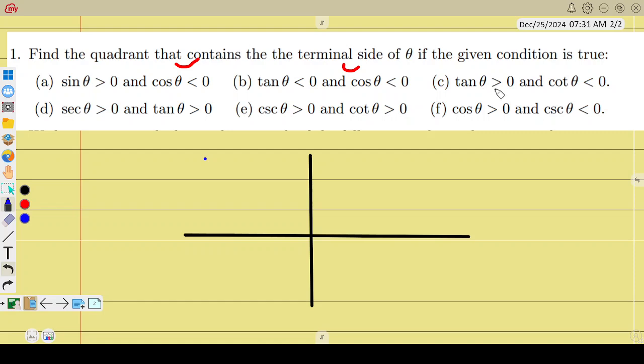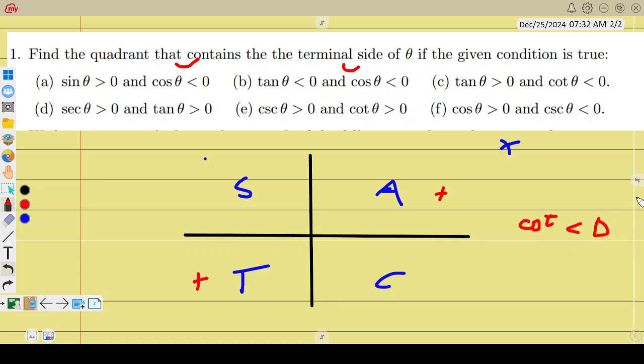So tan theta greater than 0. If something is greater than 0, you should automatically know it means it's positive. So where is tan positive? Tan is positive in here, and in here all students are positive. So all students take chemistry. Each of these trig ratios is positive in here and somewhere else. For tan, it's positive in the first and in the third. So we know our answer can be either the third quadrant or the first. So what about the other condition? They are saying cot should be less than 0.